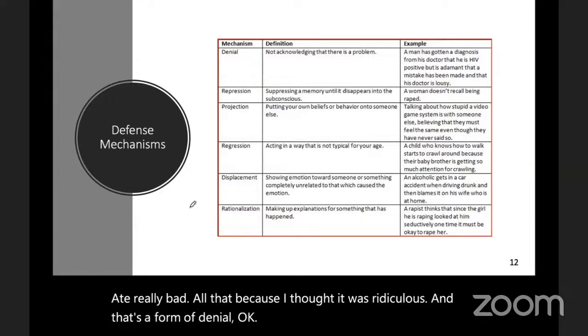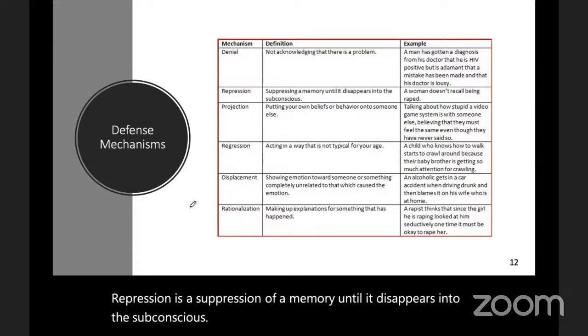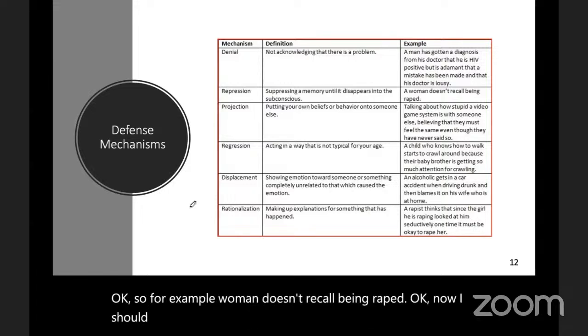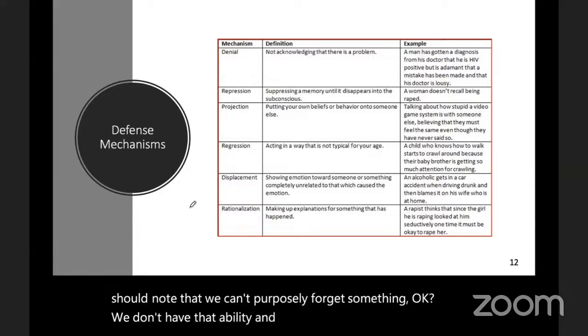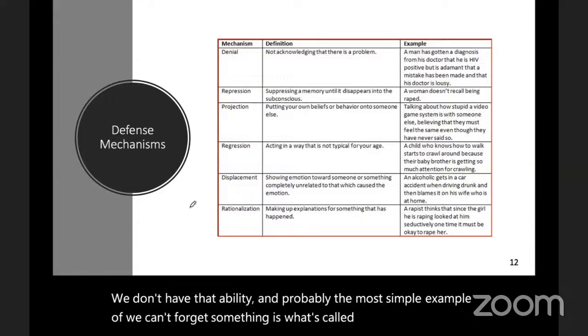Repression is a suppression of a memory until it disappears into the subconscious. So, for example, a woman doesn't recall being raped. Now, I should note that we can't purposely forget something. We don't have that ability, and probably the most simple example of we can't forget something is what's called the pink elephant phenomenon.